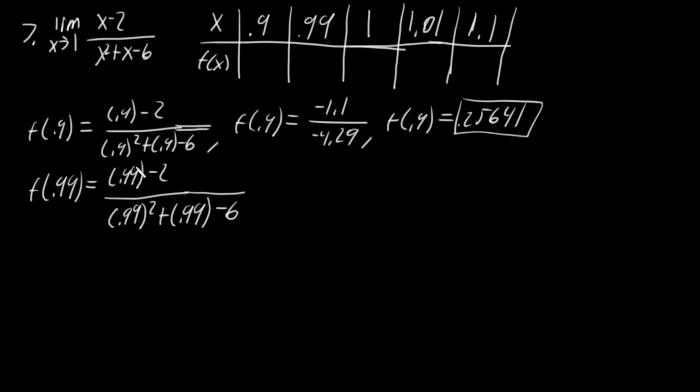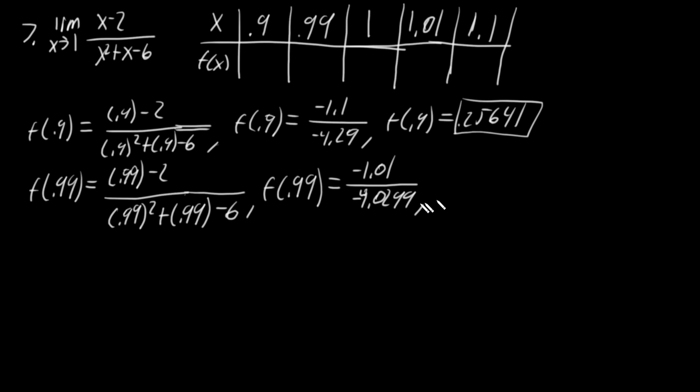So we get f of 0.99 is going to be, on our top, negative 1.01 in the numerator. In the denominator we got negative 4.0299. These numbers are all just coming from the simplification of the previous part over here. We're just simplifying this down to get these two values, numerator and denominator.